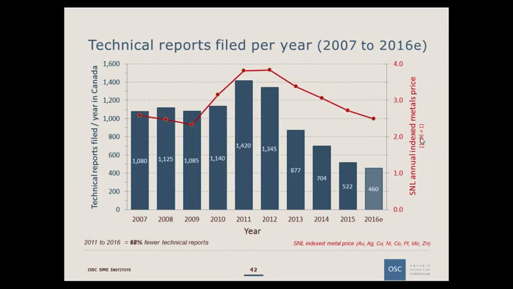It's a bit of a lagging indicator because technical reports are basically triggered by companies that are advancing their projects. So if they've got some money, they'll move projects forward, and then they'll wind up filing technical reports later as that information gets digested. We think, with a bit of an upturn in metal prices, we may start to see those blue bars grow a little bit.